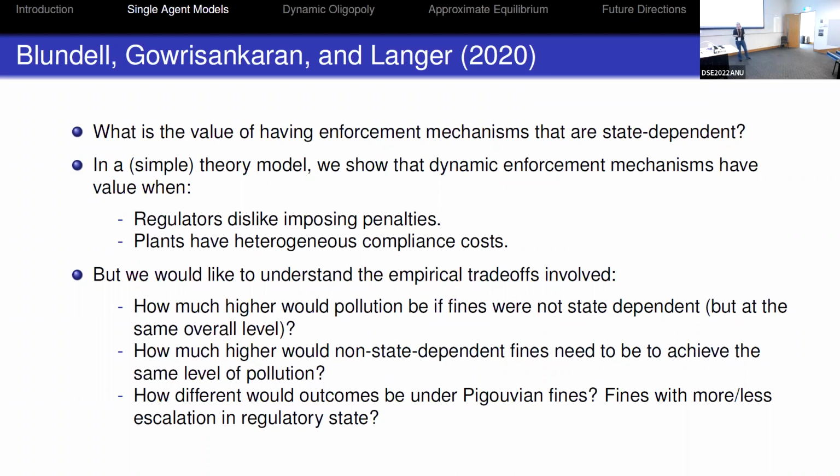And then finally, how different would outcomes be under Pigouvian taxes? So here is a world where you're basically going to try to say, all right, what's the efficient outcome and how is this different from it, potentially?